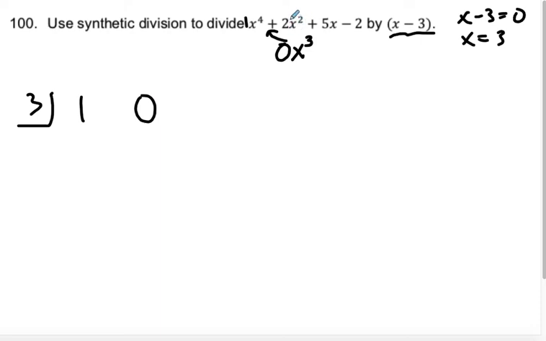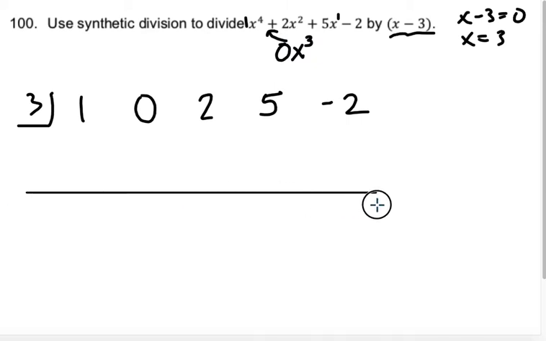And then this is the coefficient of x squared, which is 2. This is the coefficient of x to the first, which is 5. And then this is our constant, -2. Many of you guys are making your mistake because of the 0 here, right? So just be careful. All right, now skip a line and then draw a line. So now we're ready to begin our synthetic division.